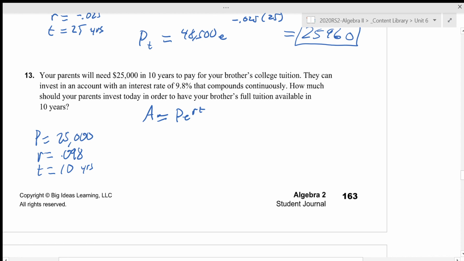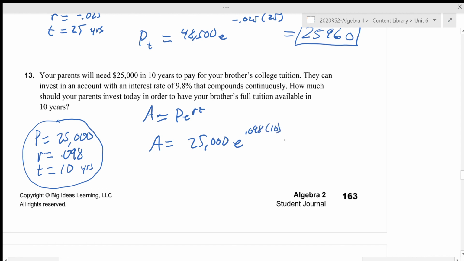Right, because your parents are going to need 25,000, that's the principal, in 10 years, there's the time, to pay for your brother's college tuition. They can invest in an account with an interest rate of 0.098 or 9.8% that compounds continuously. How much should your parents invest today in order to have your brother's full tuition in 10 years? So we're just going to take the information from the question and plug it into our continuous compounding equation. So A is equal to 25,000 e to the 0.098 times 10 years.